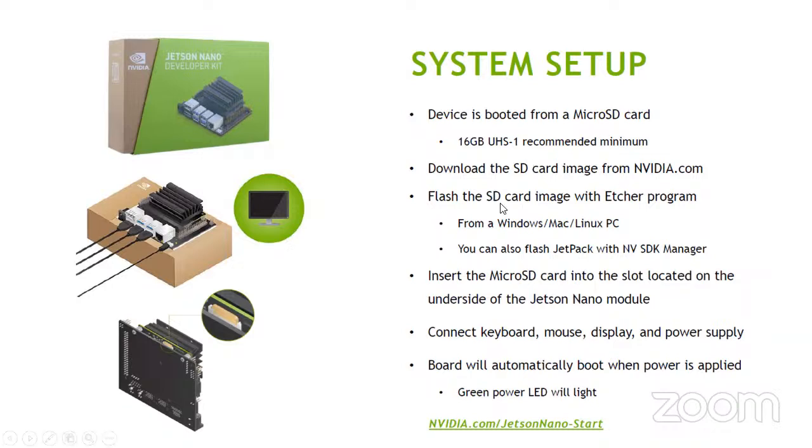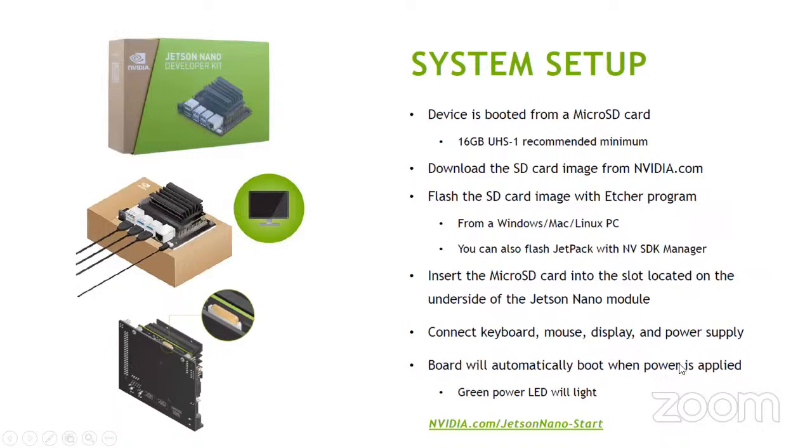And then flash. This is the procedure. Flash the configured image with the HF program. From a Windows, Mac, or Linux PC, you can use any kind of PC to write the OS. You can also flash Jetpack from the NVIDIA SDK Manager. Insert the SD card into the slot. You can see the slot here. This is the SD card slot. Then connect keyboard, mouse, and display.